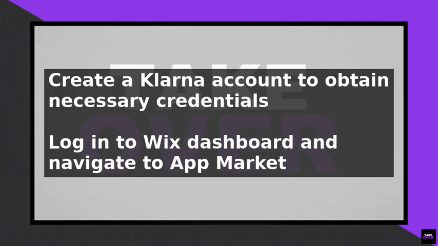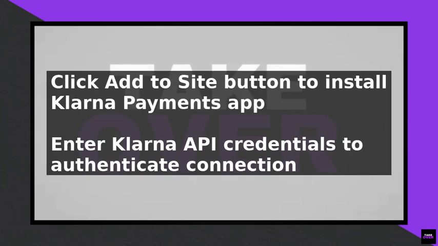Search for Klarna and click on the Klarna Payments app to add it to your store. Next, click on the Add to Site button to install the app. You will then be prompted to connect your Klarna account to Wix.